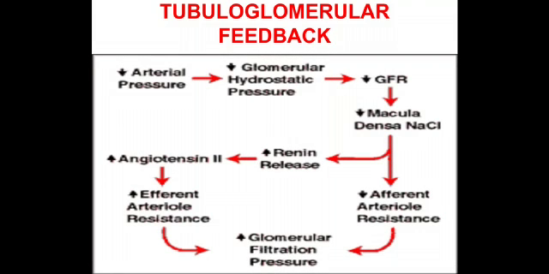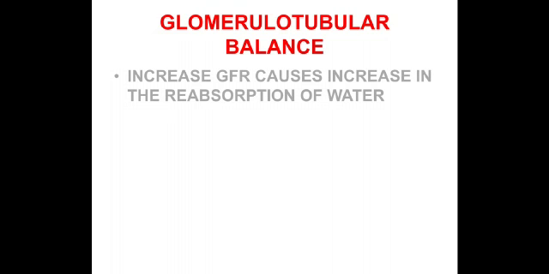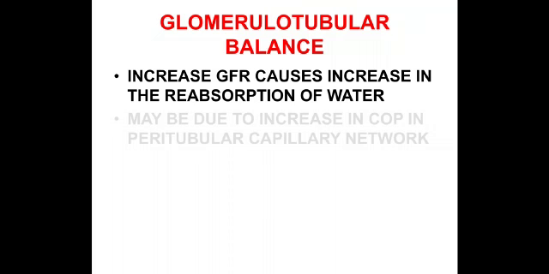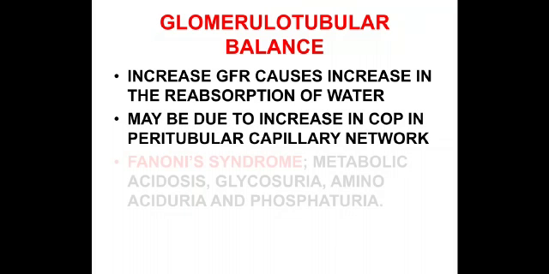For the regulation of GFR, we have tubuloglomerular feedback. When the glomerular hydrostatic pressure decreases, the GFR decreases, and the macula densa senses the sodium chloride level, causing the release of renin from JG cells, which forms angiotensin II. The efferent arteriolar resistance increases and glomerular filtration increases. In glomerulotubular balance, an increase in GFR causes an increase in reabsorption of water, maybe due to the increase of colloid osmotic pressure in the peritubular capillary network.